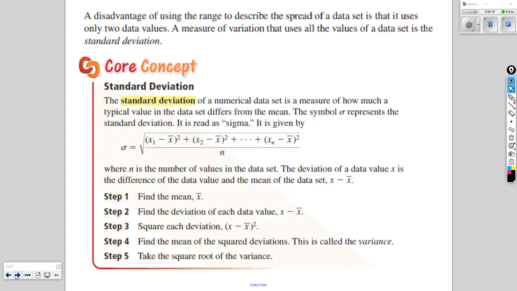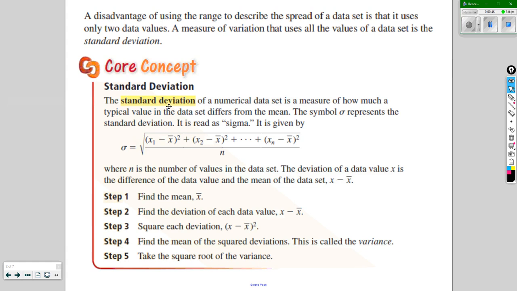Alright, so one problem with using the range to talk about the distribution in the data set, or the spread of the data set, is that one, there's only two numbers that we're using, and two, it doesn't really give us much information. It literally just gives us the span in the data set, and that's it. So if we want something a little bit more useful that uses all of the values of the data set, we might use standard deviation.